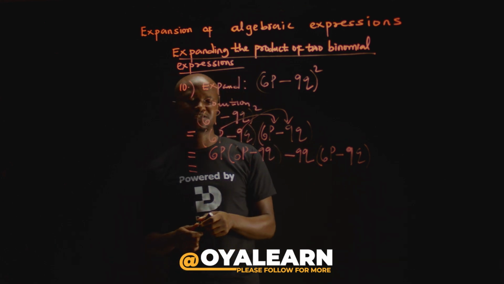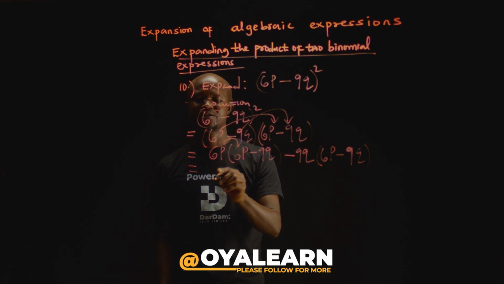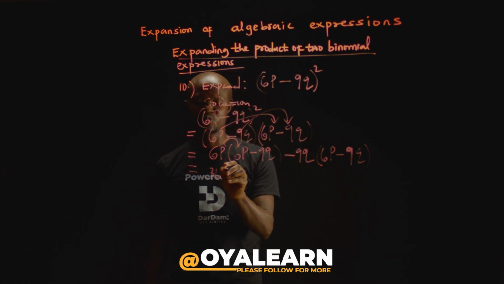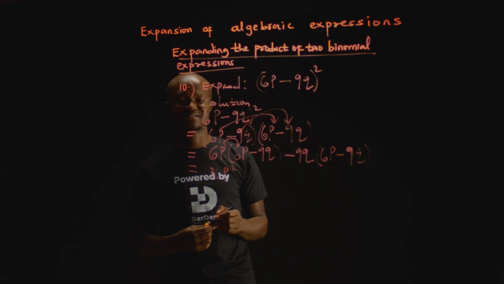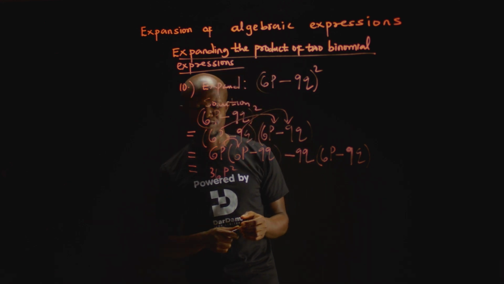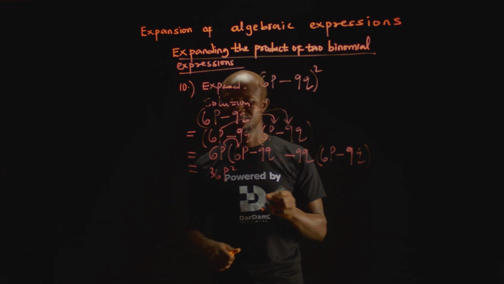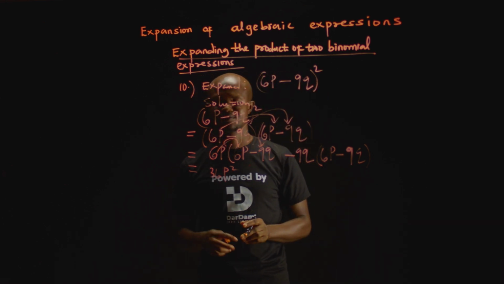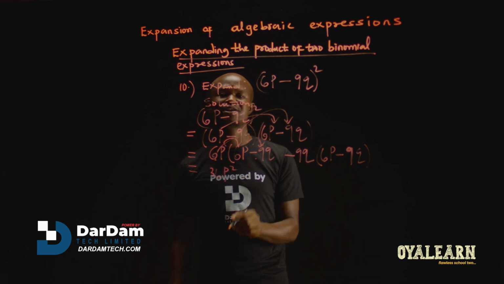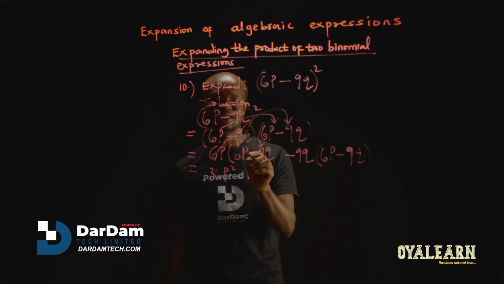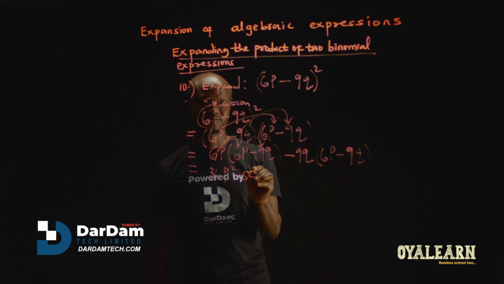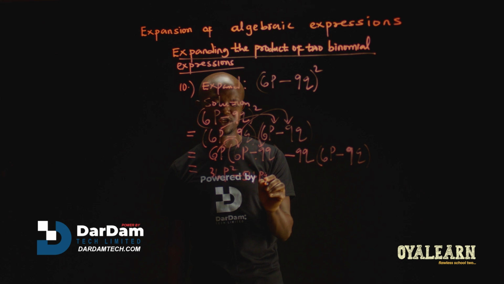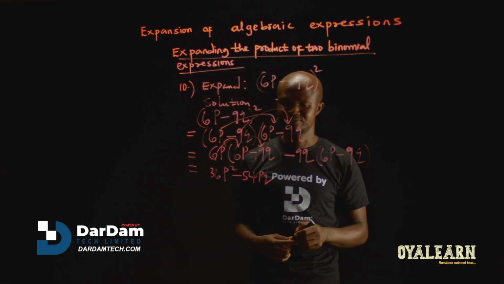Now we use 6p to multiply 6p. 6 times 6, that is 36. So p times p, we have p squared. So it means that 6p times 6p will give us 36p squared. Now we use that same 6p to multiply minus 9q. 6 times minus 9 will give us minus 54. Now we have p times q, so we have minus 54pq as the second term.